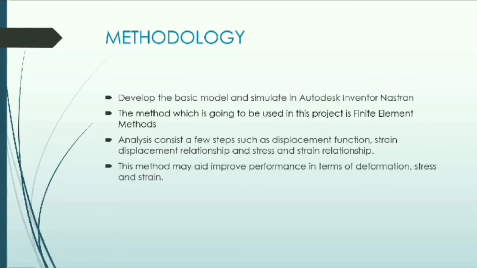Hi, my name is Muhammad Hafiz bin Abri. My student ID is MH19004. I'm going to present the methodology part of our project. So this project is about developing a model with 5 different parts and then testing the model using Autodesk Inventor Nastran. We are going to use a finite element method approach. The analysis consists of a few steps such as displacement function, strain displacement, and stress and strain relationship. After designing a new part, it will improve performance in terms of deformation, stress, and strain.